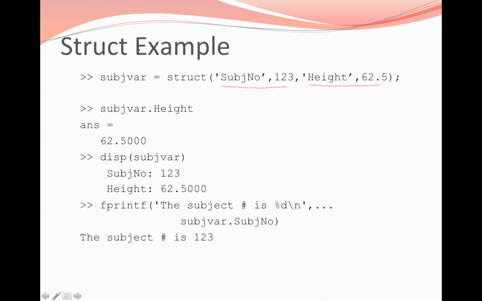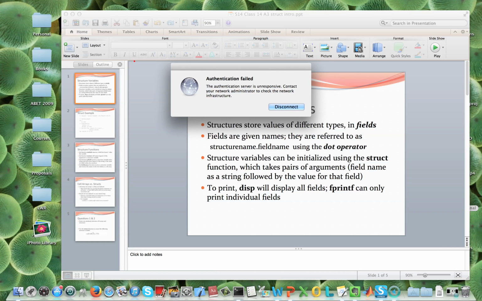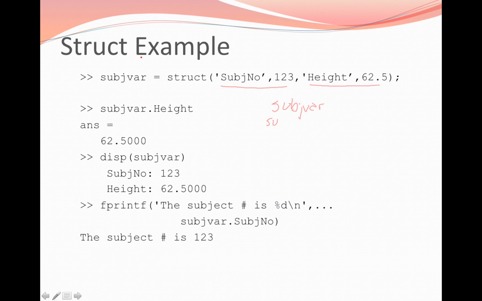62.5. So what we're doing basically is creating one variable called subjvar, and that has within it two different fields, subjno and height, and their values are, for subjno, or subject number, the value is 123, and for height, it's 62.5. So we have one variable called subjvar that has two fields within it. So you can refer to an individual field using the dot operator, subjvar.height or subjvar.subjno. So in this case, that's 62.5.